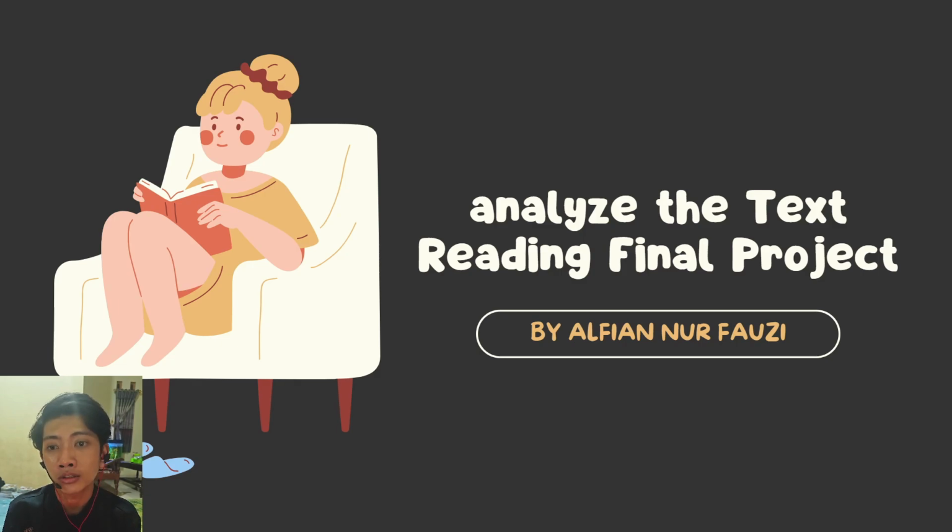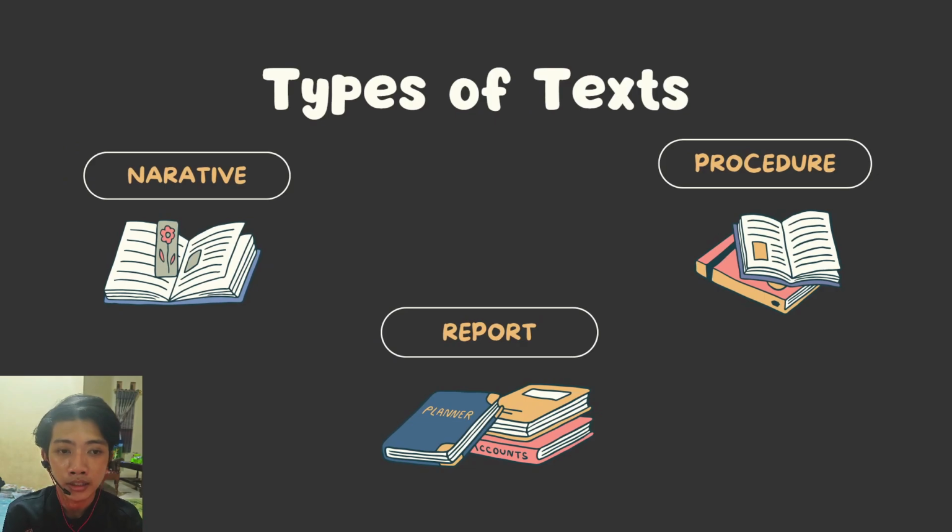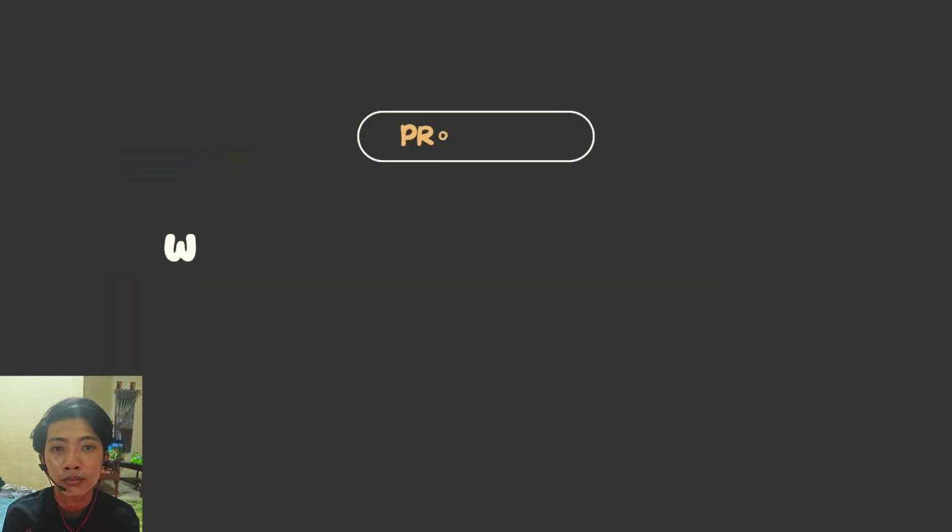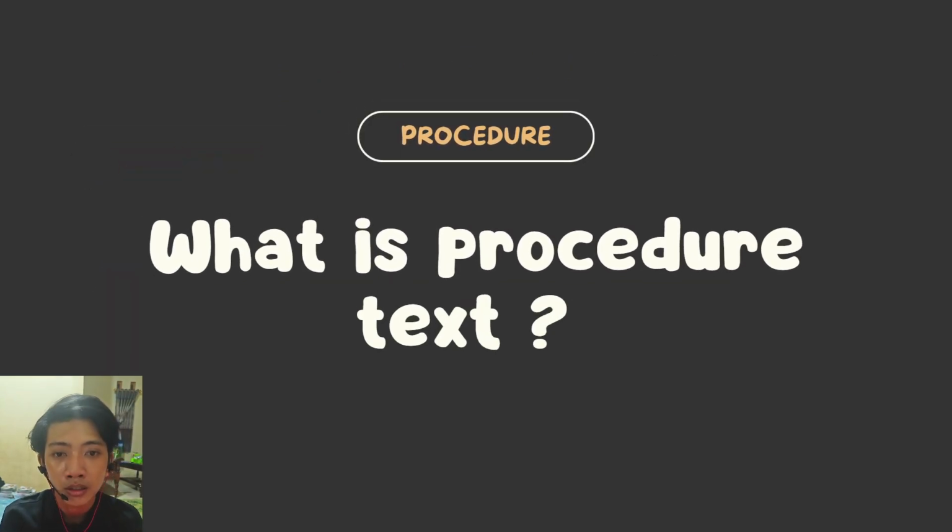This video is part 3 of my reading panel project for my reading assignment. So, like the video before, these are the 3 types of text that I chose. Now we analyze the procedure text. Okay, the first thing we need to know is what a procedure text is. Before we analyze, we should know what procedure text is.